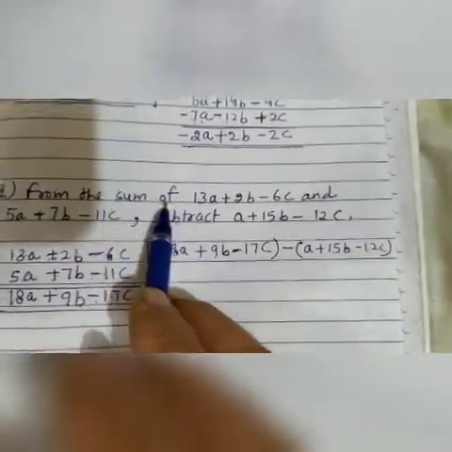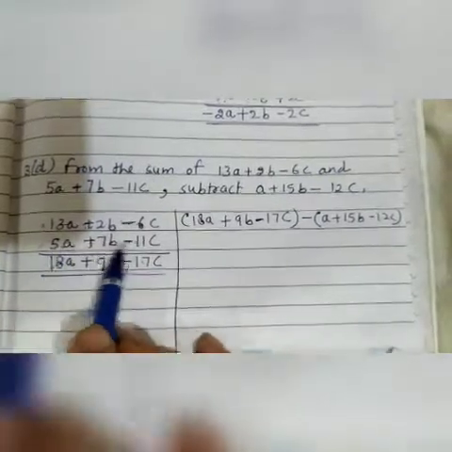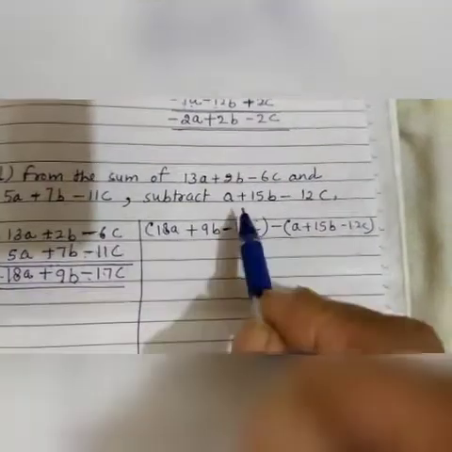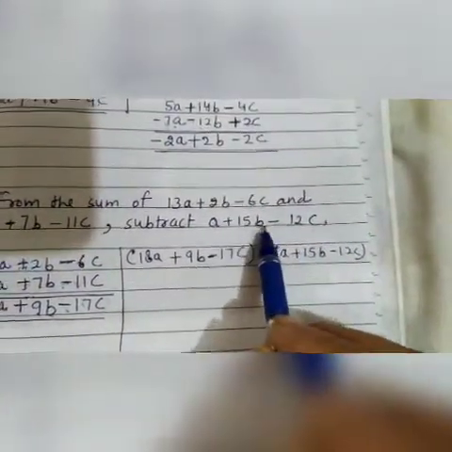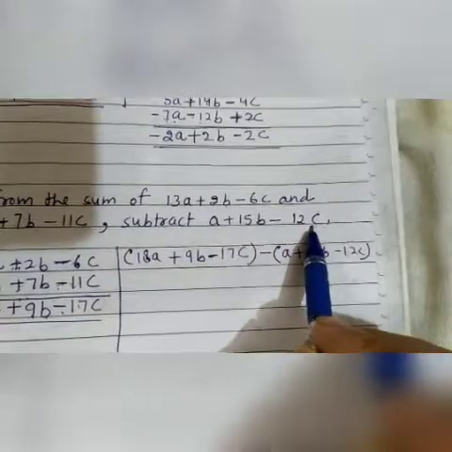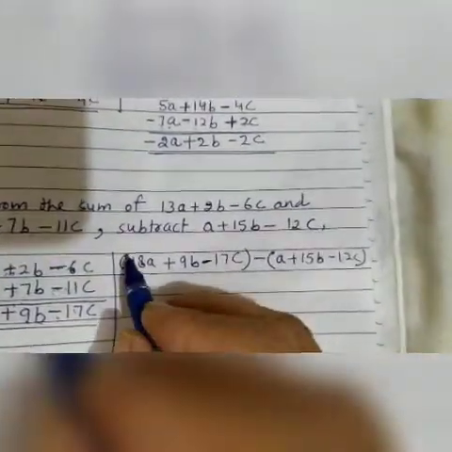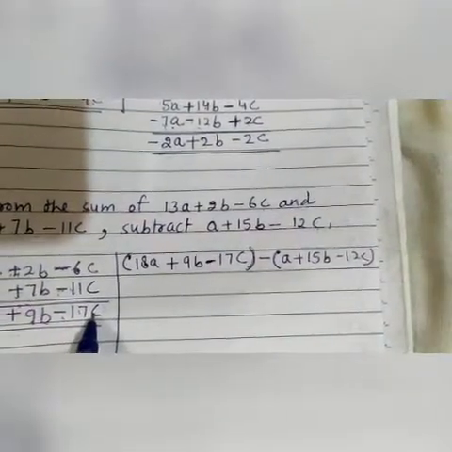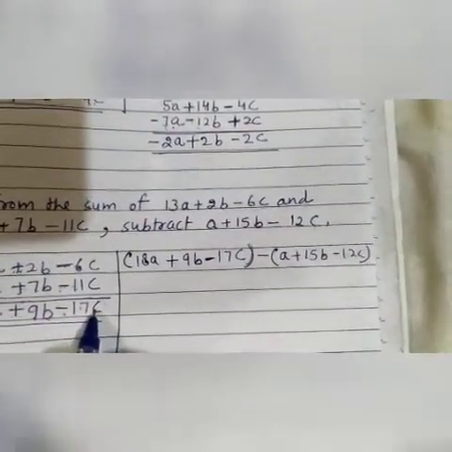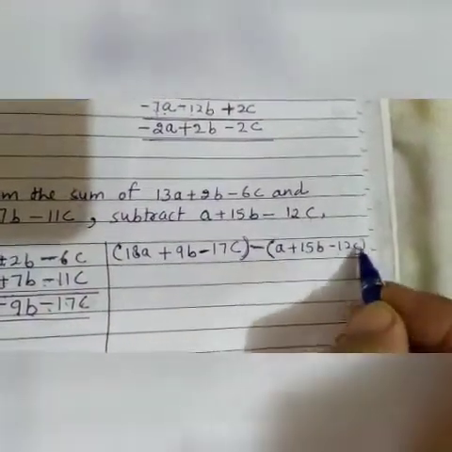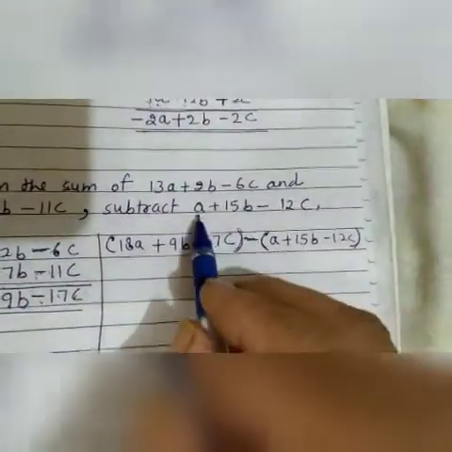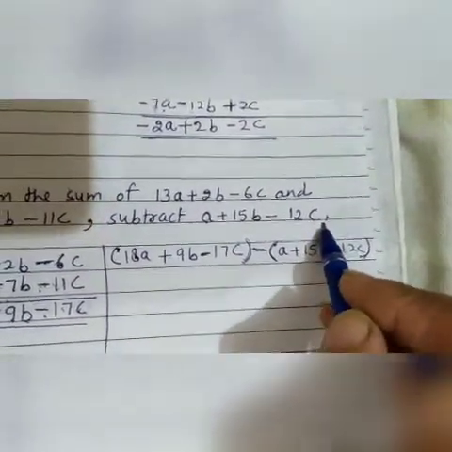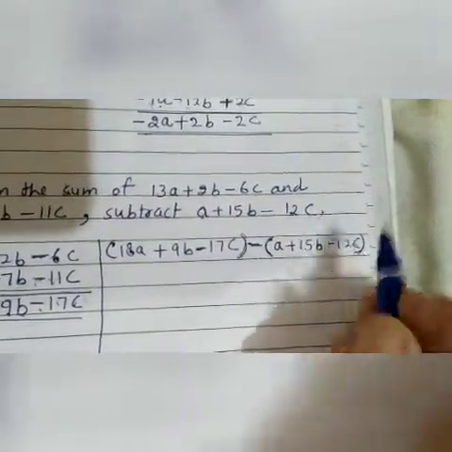Now from the sum of this one and this one, it means from this algebraic expression we have to subtract this one, a plus 15b minus 12c. So first we will write in the first bracket this algebraic expression, because from this we have to subtract, then a minus sign, and in the second bracket we will write this algebraic expression a plus 15b minus 12c, which we have to subtract.